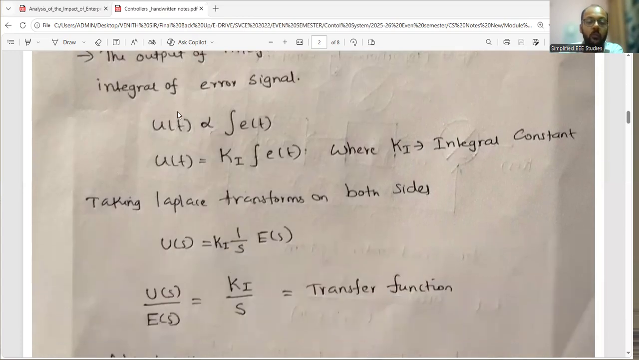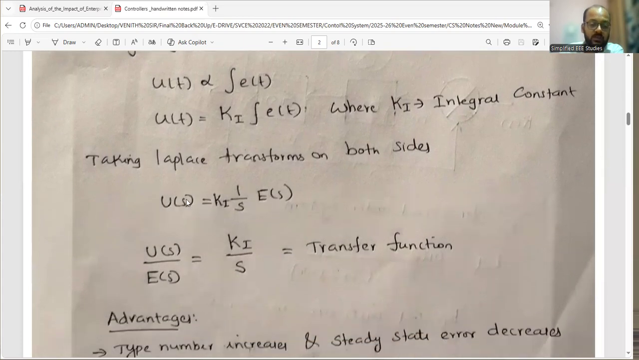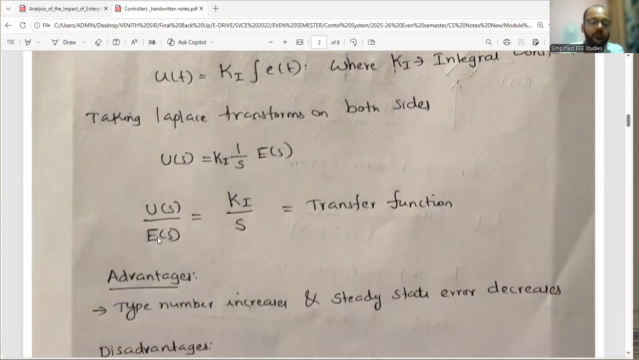Taking the Laplace transform on both sides, U of t becomes U of s, then Ki into, do you know what is the Laplace transform of the integral of E of t? 1 by s into E of s. That is a transfer function. So I'll be writing Ki into 1 by s into E of s. Further simplification, U of s by E of s can be written as Ki by s. This is called the transfer function of an integral controller.